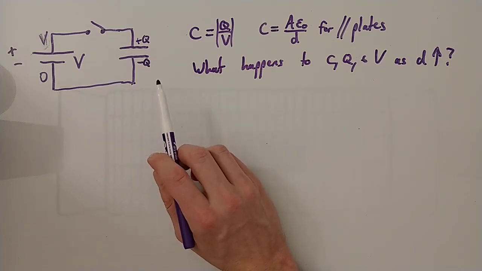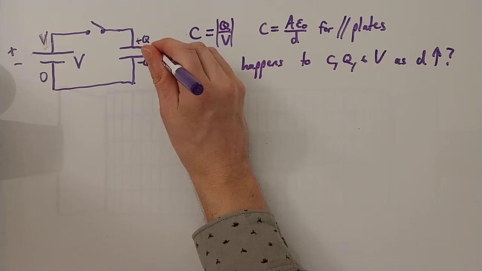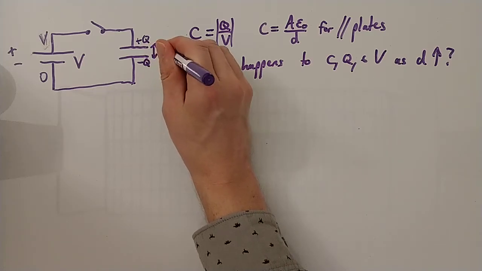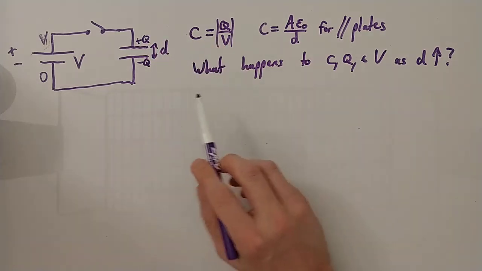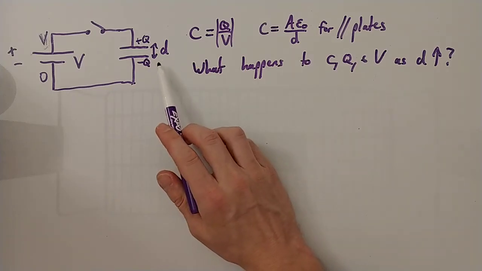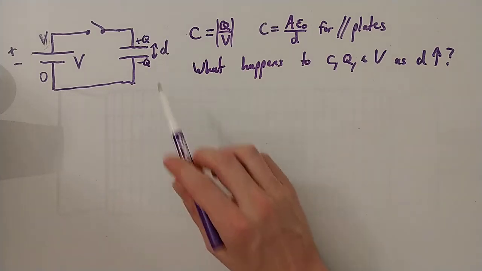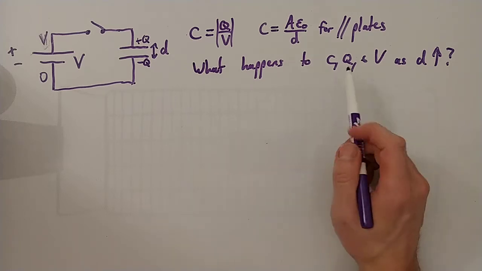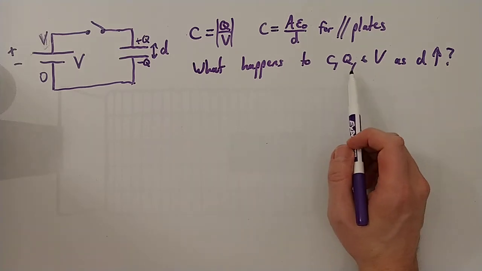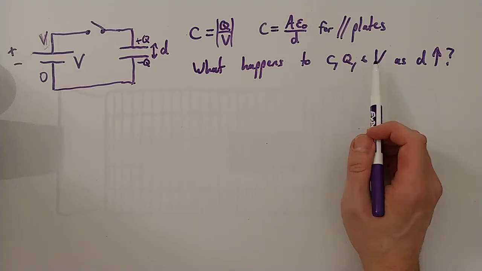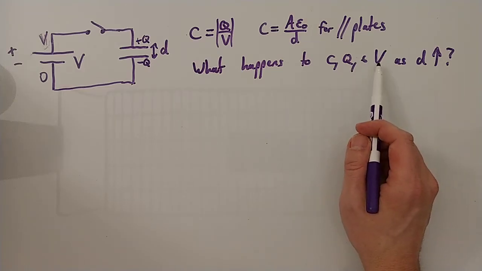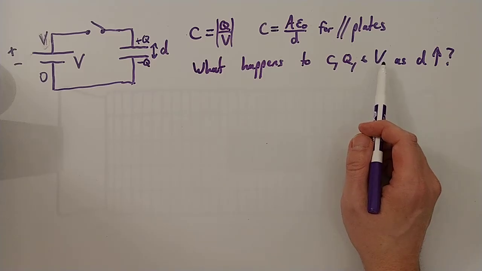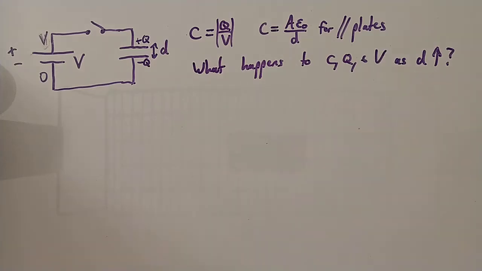And let's suppose that there's some distance d between these two plates, and I want to think about what happens if we increase the distance between those two plates. What's going to happen to the capacitance? What's going to happen to the amount of charge on the plates? And what will happen to the potential across that capacitor? Well, let's think about this.